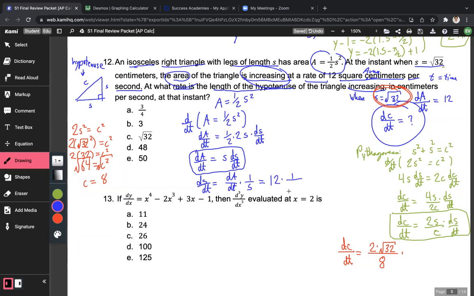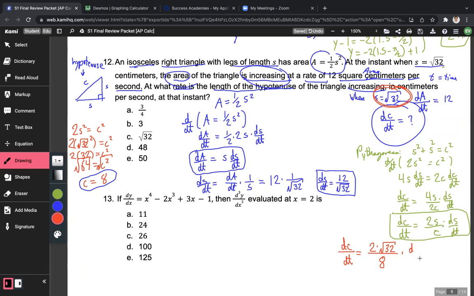It's 1 over s, which is just square root of 32. So that leaves me with ds/dt equals 12 over the square root of 32. Okay, so there's ds/dt, there's my c. All right, all the way back down here. Last thing I need to multiply by was ds/dt.